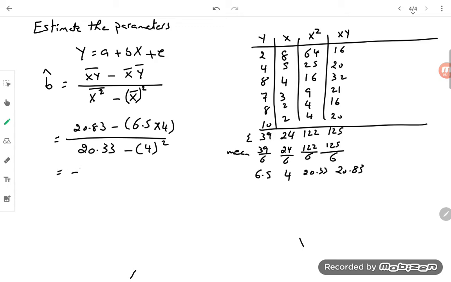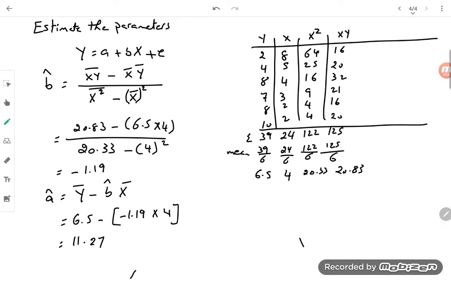The value is negative 1.19. Now we are going to use the estimated value of b hat in order to find the value of a hat. A hat is calculated as y bar minus b hat x bar. Y bar is 6.5 minus negative 1.19 multiplied by 4. So it will be 11.27.